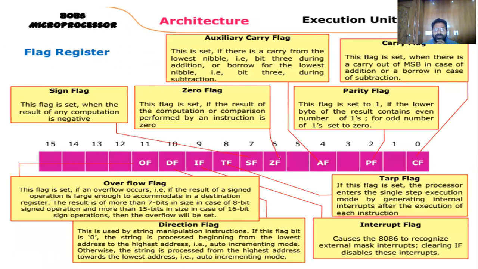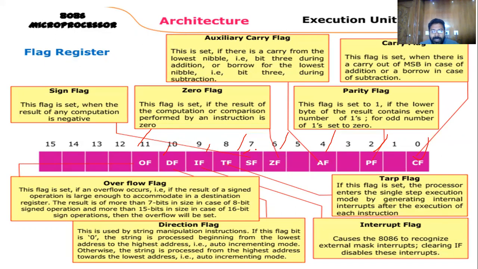Count that: 1, 2, 3, 4, 5, 6, 7, 8, 9 only. Out of this 16-bit register, we are using only 9 flags. What are the 9 flags? CF, the carry flag. Whenever you perform addition or subtraction instructions, for subtraction the borrow is available. So in the microprocessor, borrow or carry you can consider as the same thing. If it is produced, it is shown by the carry flag register.